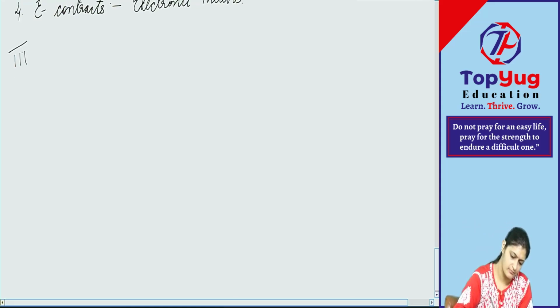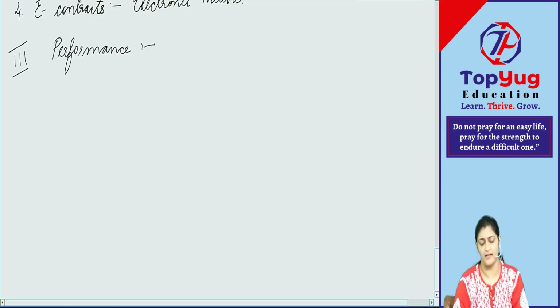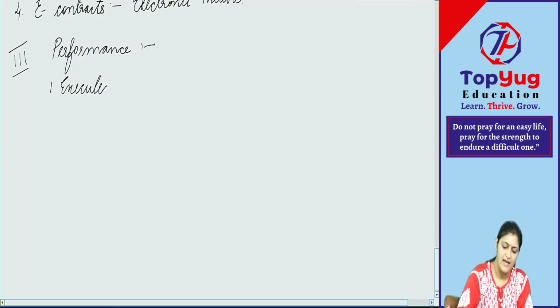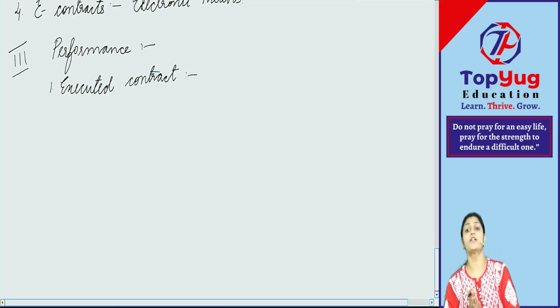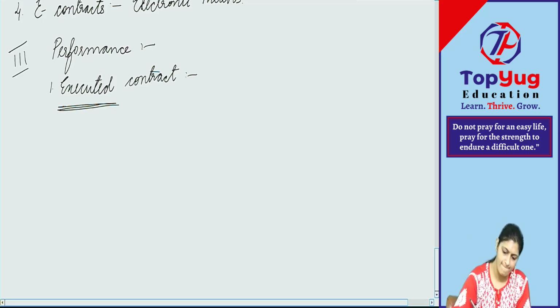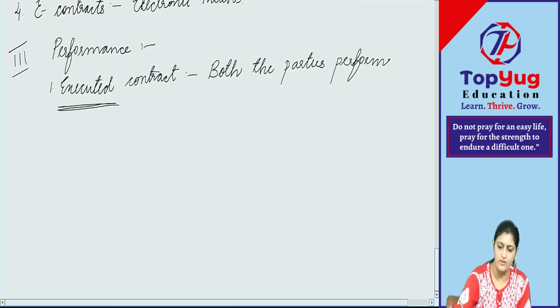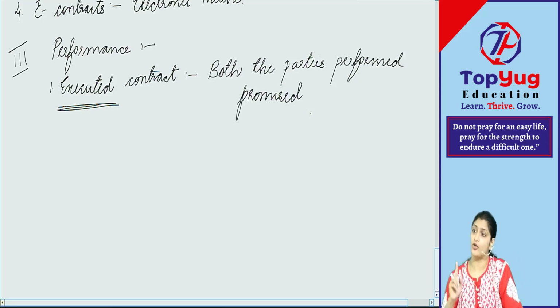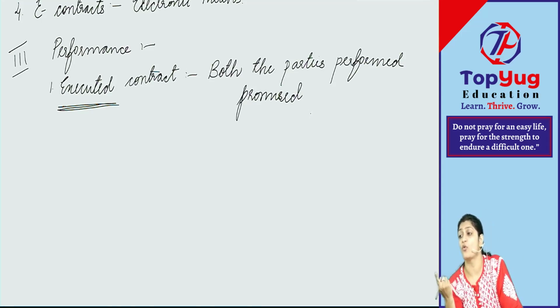Now the third basis, on the basis of performance. On the basis of performance, contracts are divided into executed contracts and executory contracts. Executed, the word executed here means in this case both the parties to the contract have performed their promises. Here the contract was formed as well as performed.